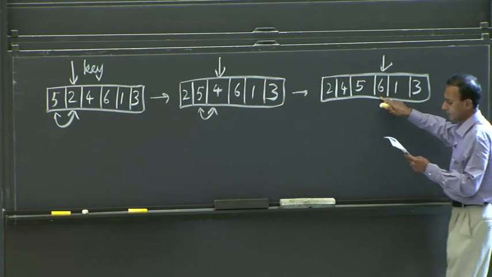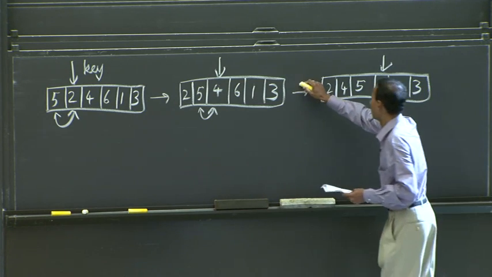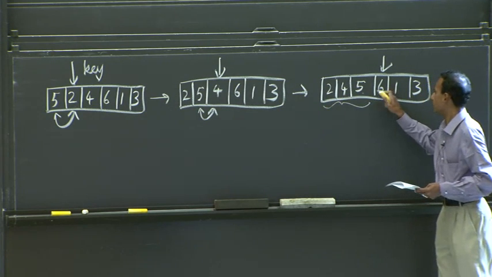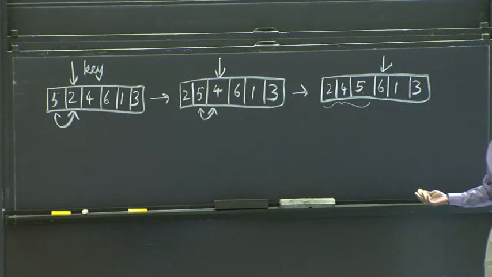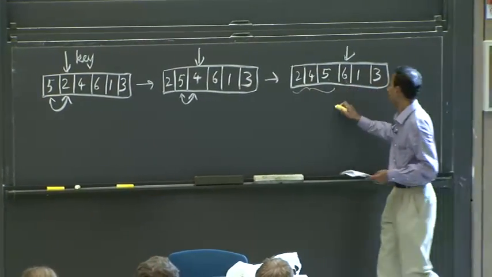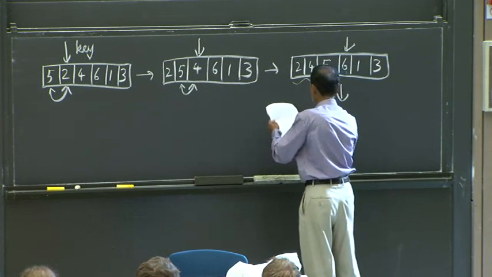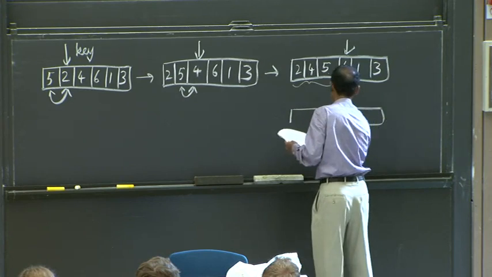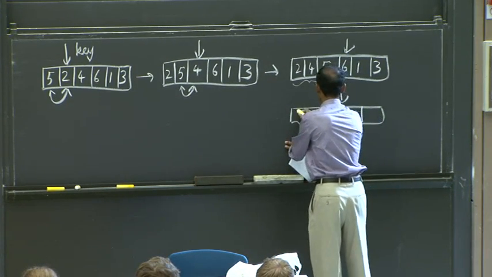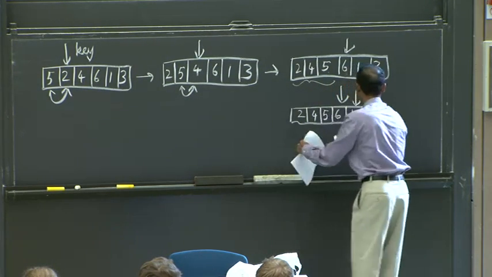Now at this point, things are kind of easy, in the sense that you look at it and you say, well, I know that this part is already sorted. 6 is greater than 5, so you have to do nothing. There are no swaps that happen in this step. So all that happens here is you move the key 1 step to the right. So you have 2, 4, 5, 6, 1, 3, and your key is now at 1.